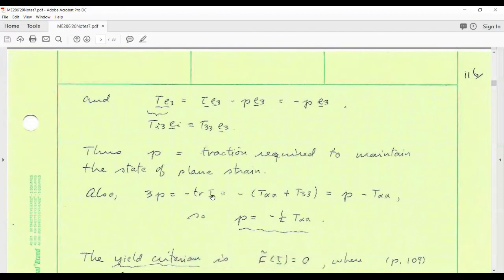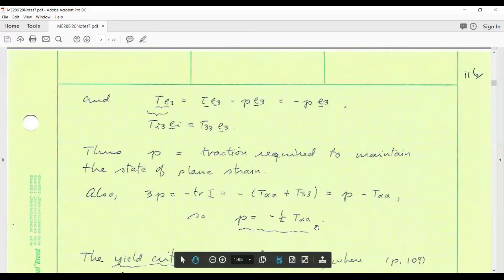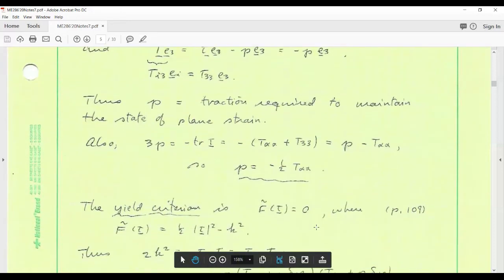Okay, so the pressure is minus the third trace T, of course. So we have this. Trace T is just T11 plus T22 plus T33. T33 is already minus P. So we get T minus T alpha. This is the trace of the two by two submatrix of stress components. And so let's see, you solve this for P and you get minus a half T alpha alpha. So interestingly, the pressure is not only minus 1/3 the trace of the three-dimensional stress state, it's also minus 1/2 the trace of the two-dimensional in-plane stress state.